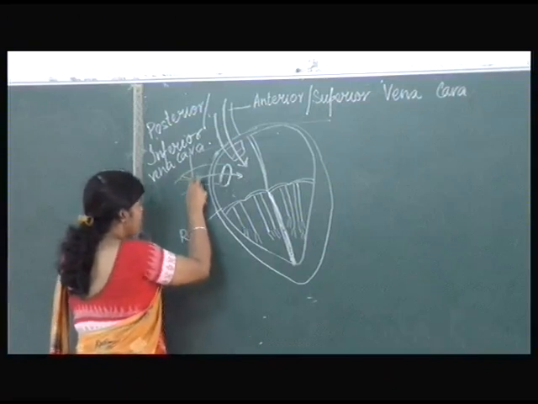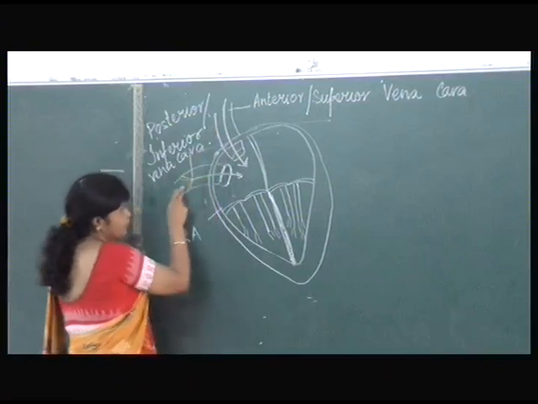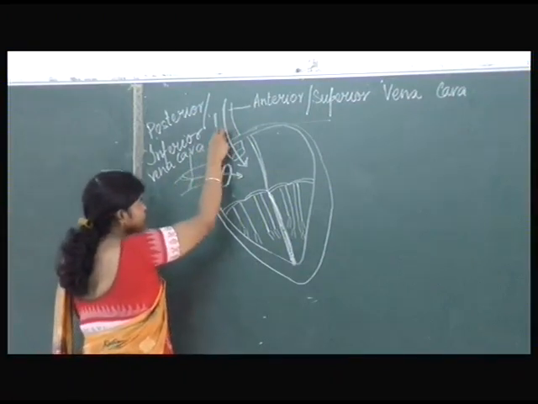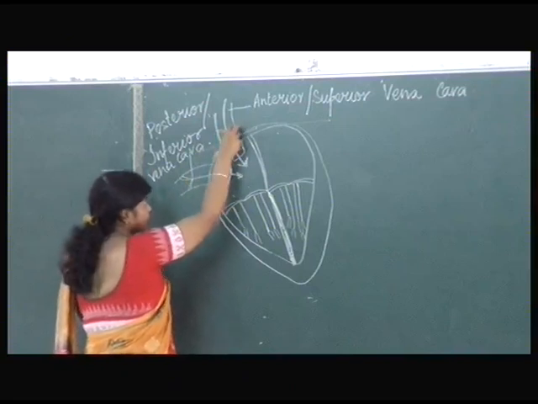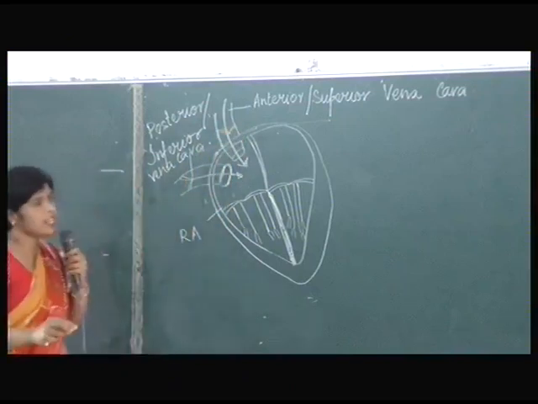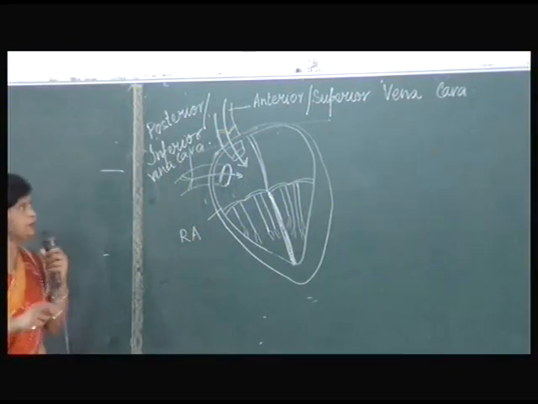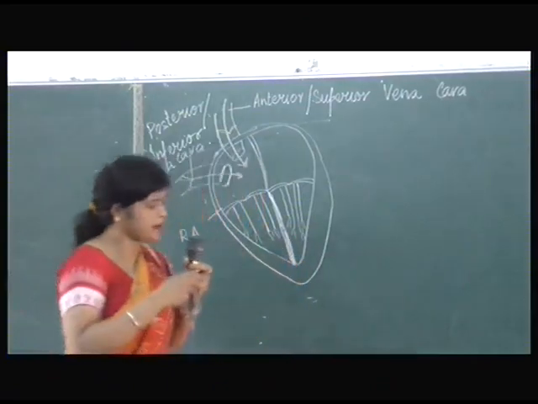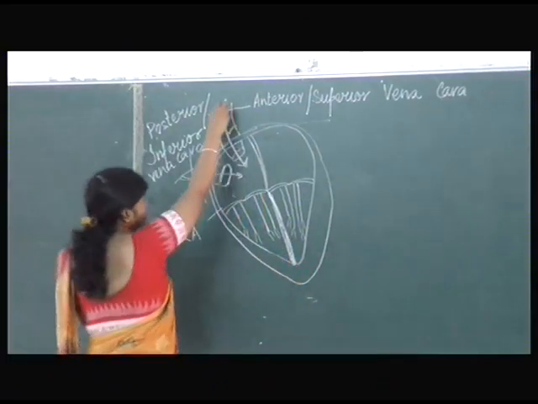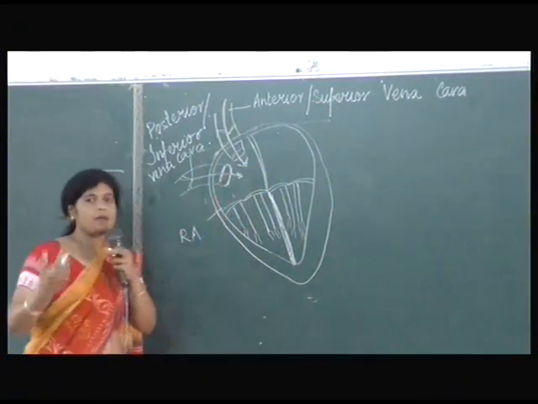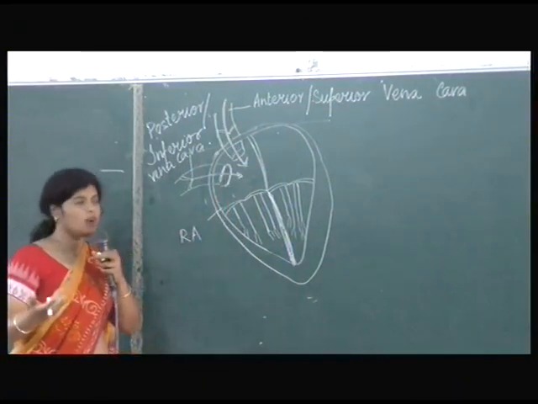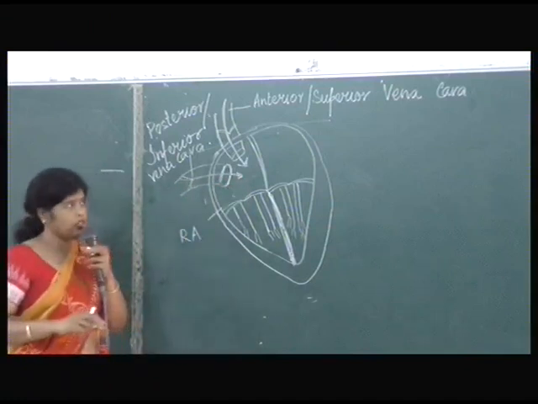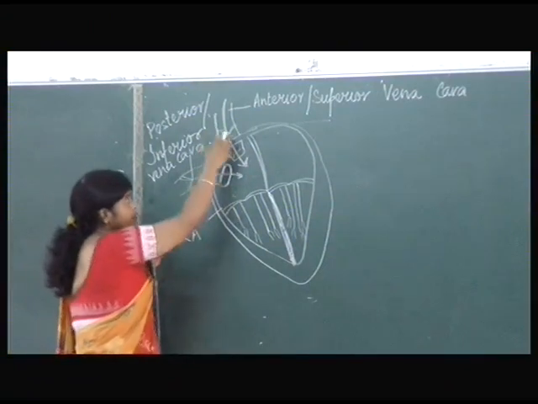So veins naturally have valves. I have shown it so far away, it is not like that, but here I'm just showing you that valves are present. In the veins, since these are veins, naturally they have valves. Now, what kind of blood is coming from different parts of the body? Since it is coming from different parts of the body, it is carrying more carbon dioxide. So the blood which is entering into the heart is deoxygenated. Is it clear?